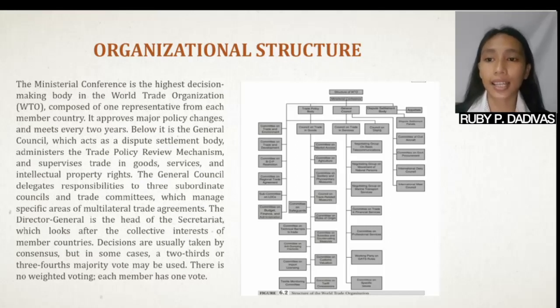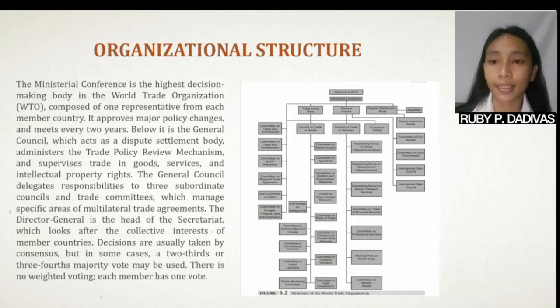It acts as a dispute settlement body, administers the trade policy review mechanism, and supervises trade in goods, services, and intellectual property rights. The General Council also makes recommendations to the Ministerial Conference on issues that require its attention. The General Council delegates responsibilities to 3 subordinate councils and several committees, which manage specific areas of multilateral trade agreements.